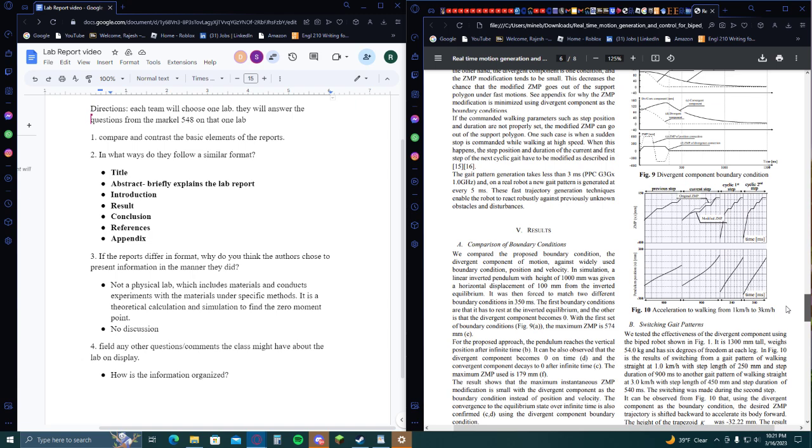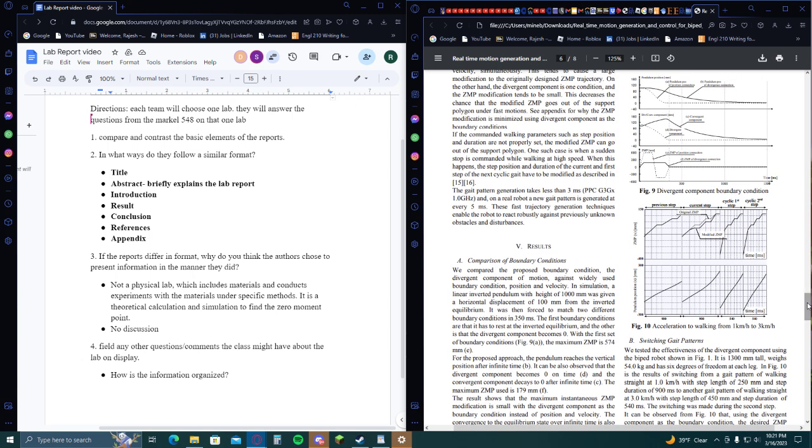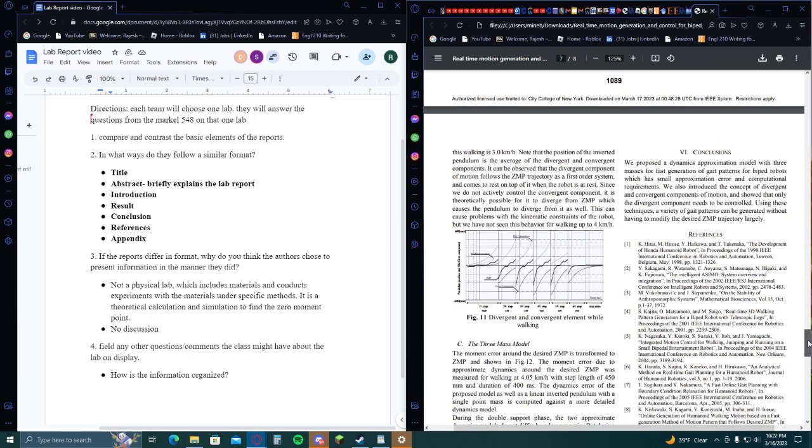Within the results, it shows you all the data that is accumulated throughout the experiment, such as various graphs and charts that can be read to explain what exactly is happening and what has been found through this experiment. Next is the conclusion, which briefly explains what has happened throughout the lab report and what can be done.